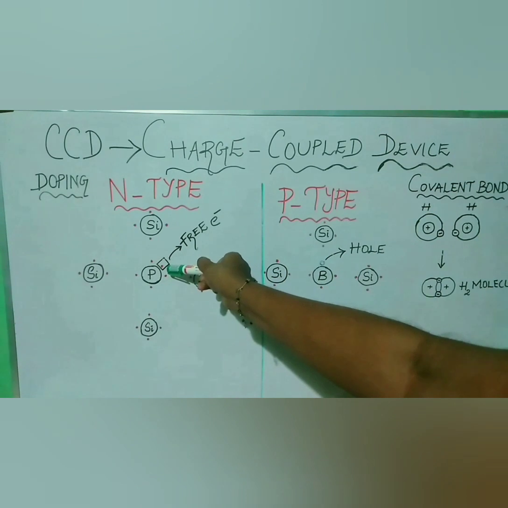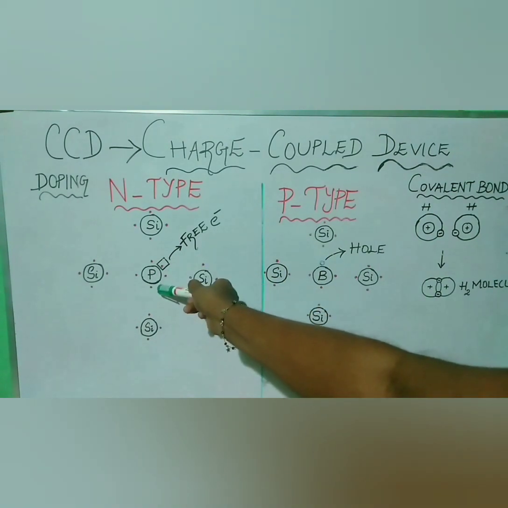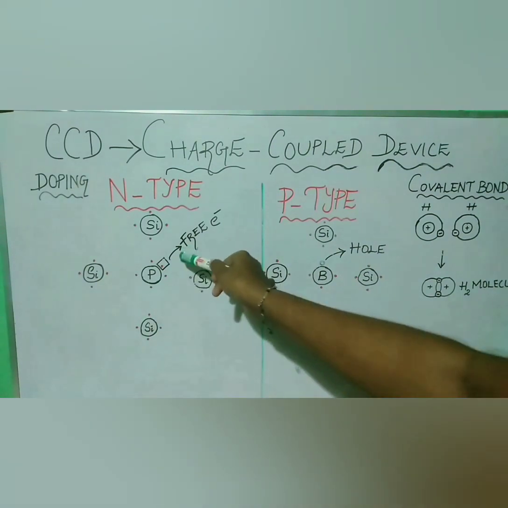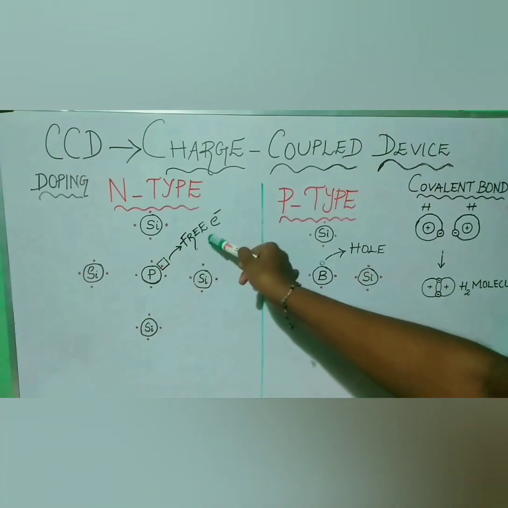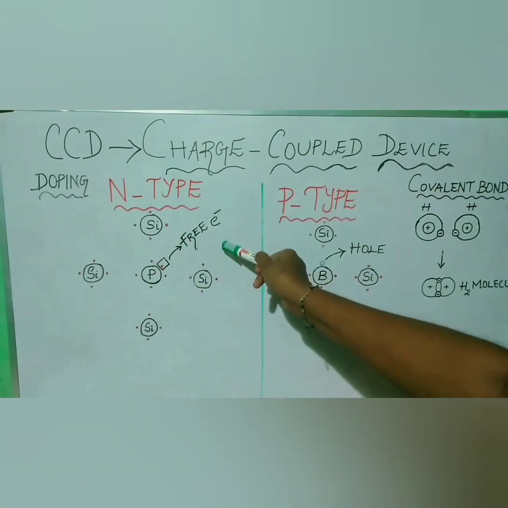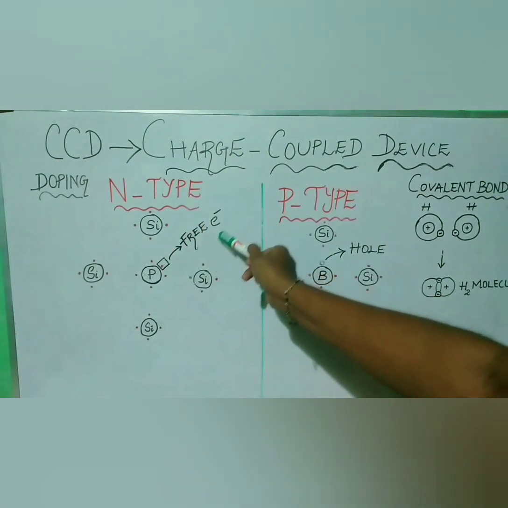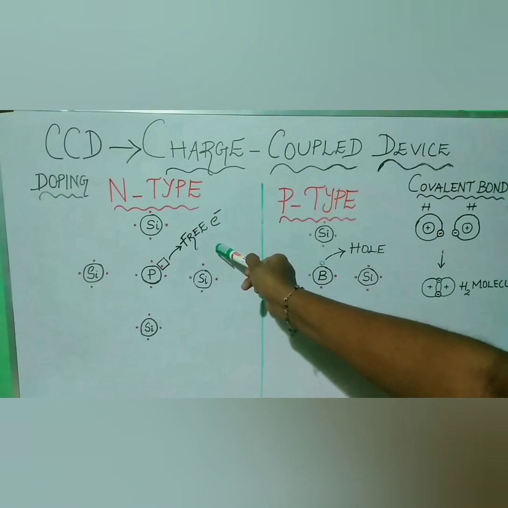But the 5th valence electron of phosphorus atom is not associated with any covalent bond. This electron is free now, which is responsible for electrical conduction. So in N-type semiconductors, electrons are the majority charge carriers.